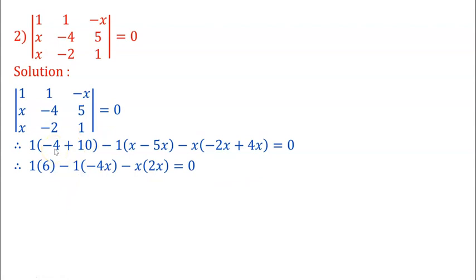Next simplification, minus 4 plus 10, you will get here 6. Minus 1, x minus 5x, you will get here minus 4x. Minus x, minus 2x plus 4x, you will get here 2x, and that's equals to 0.